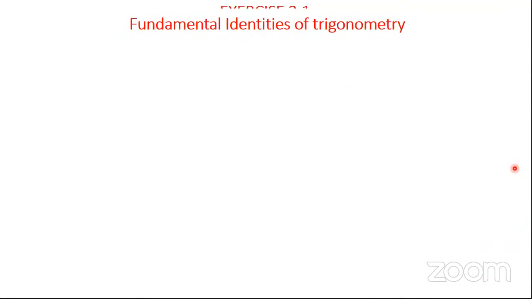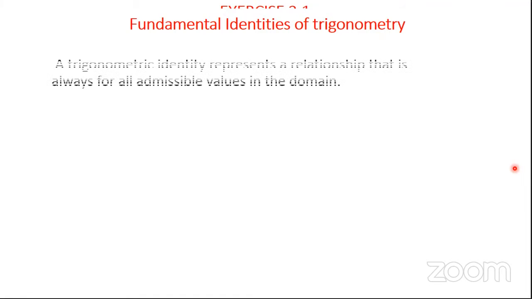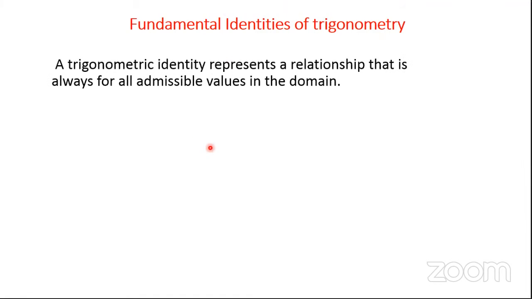Now the next point is fundamental identities of trigonometry. A trigonometric identity represents a relationship that is always true for all admissible values in the domain. They are basic tools of trigonometry which are used in solving trigonometric equations.